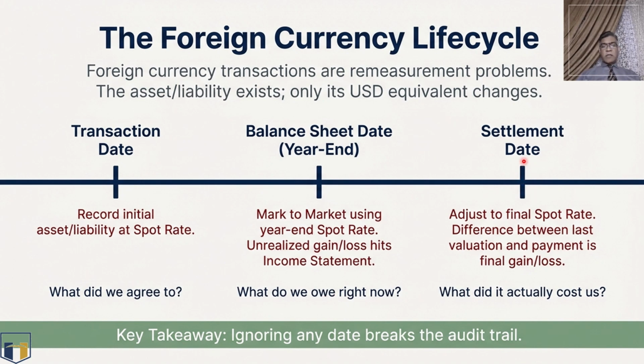The other date is the settlement date, meaning the paying date, adjusted to the final spot rate. In that case, the spot rate might be different from the balance sheet date, and either you make a gain or loss, right? Remember, ignoring any date breaks the audit trail.